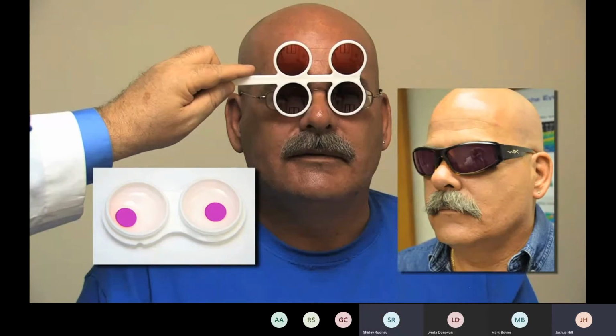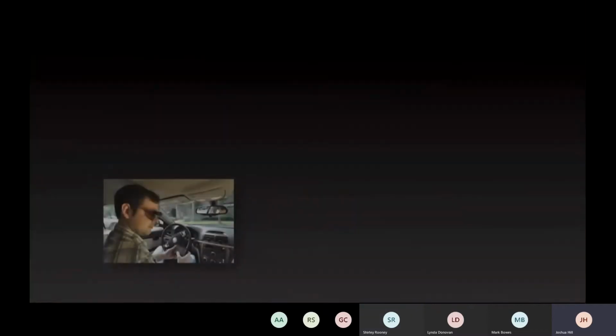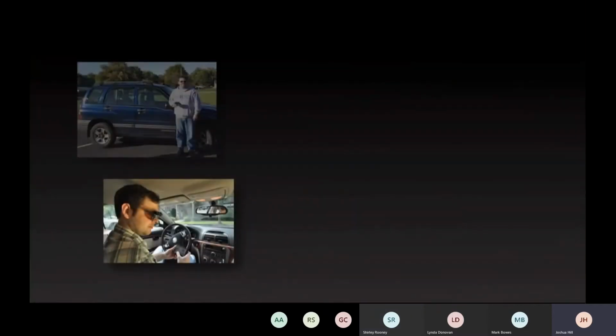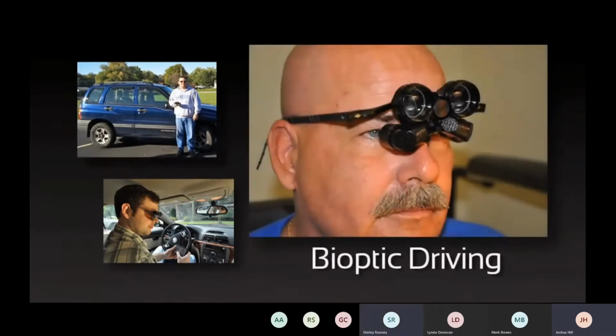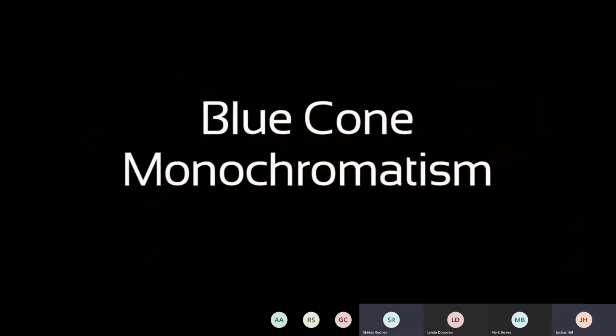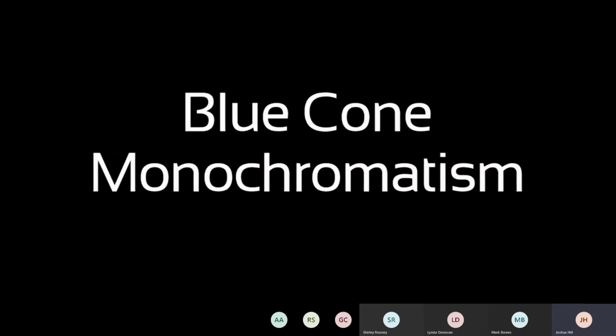If light and glare are well controlled, some with BCM who have only mild visual acuity loss from 20/60 to 20/80 may be able to obtain a restricted driver's license. Those with less visual acuity may be able to become a bioptic driver. Bioptic drivers use special telescopic systems to aid them in driving and require extensive behind-the-wheel training. Blue cone monochromatism is usually a stable condition with minimal change over time.